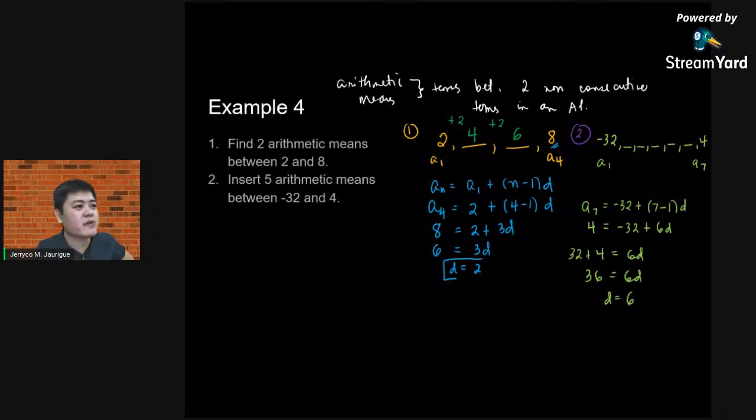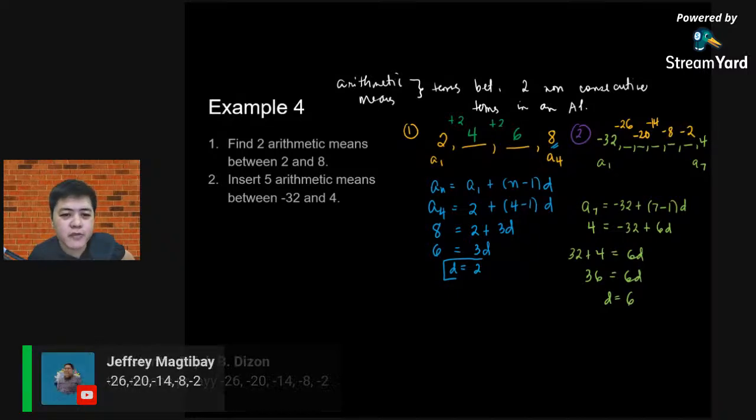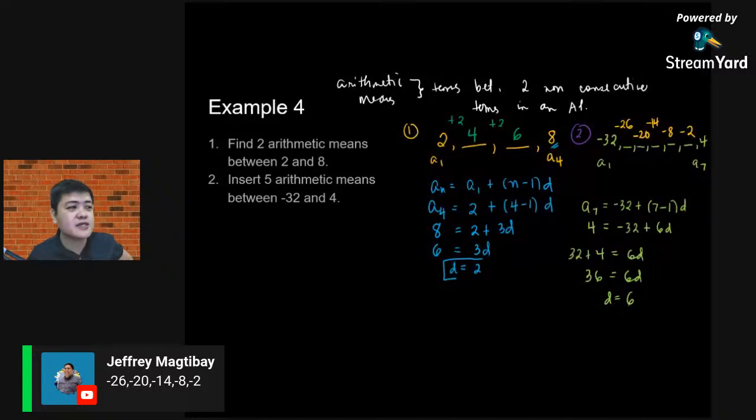So, therefore, the arithmetic means are negative 32 plus 6. Yan na naman tayo sa negative 32 plus 6. Negative 32 plus 6 is negative 26. Negative 26, sabi ni Cons. Negative 20. Wait lang, nawala yung ano ko. Negative 20. What's next? Negative 14, kasi plus 6 nga pala, no? Negative 8, and then negative 2. Ayan. At kinonfirm ni Sir Jeff: negative 26, negative 20, negative 14, negative 8, negative 2. Thank you, Sir Jeff.